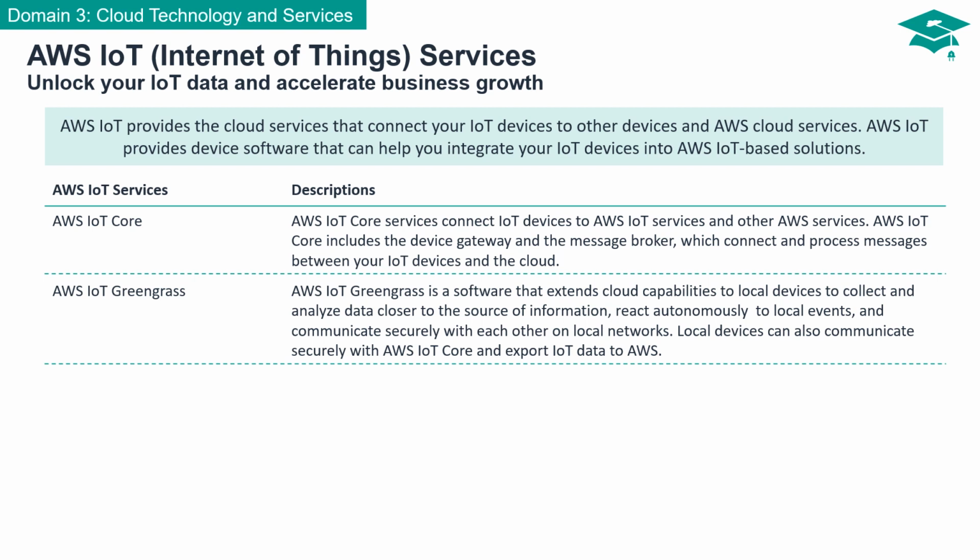AWS IoT Greengrass is the software that brings cloud capabilities closer to home, literally. It extends cloud capabilities to local devices, allowing them to collect and analyze data right where it's generated. AWS IoT Greengrass lets devices react autonomously to local events and securely communicate with each other on local networks. Plus, these local devices can talk securely with AWS IoT Core and export IoT data to AWS. It's like having the power of the cloud right at the source of your information.